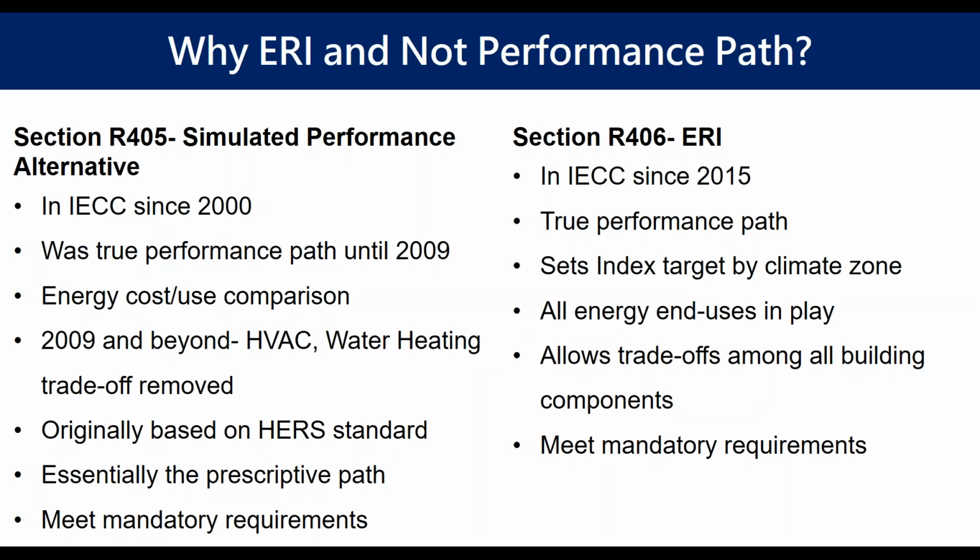This changed in 2009 when some amendments were approved that removed the option for builders to get credit for using high efficiency HVAC and water heating equipment. And basically what that did was make the simulated performance alternative more or less like the prescriptive path, because it removed any real flexibility in design that builders had.